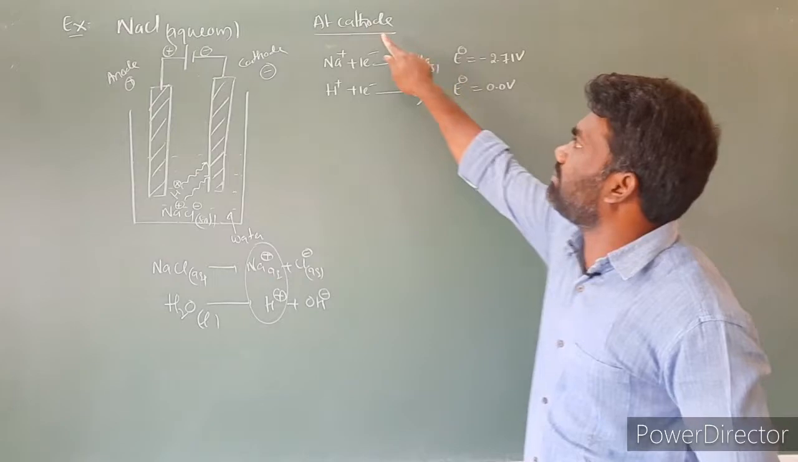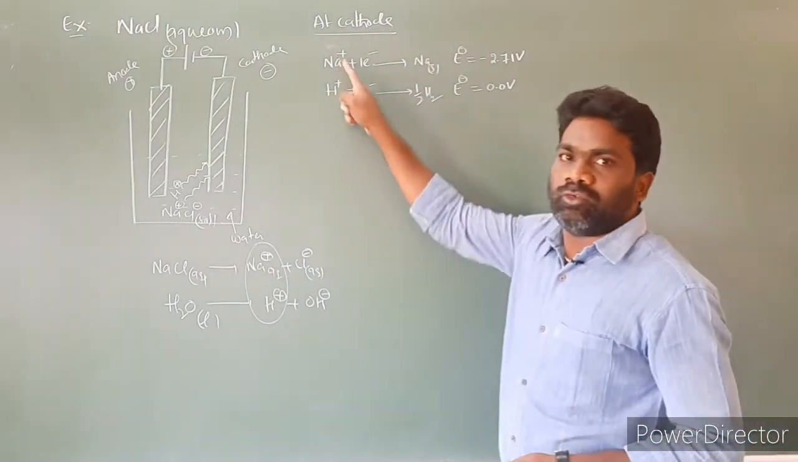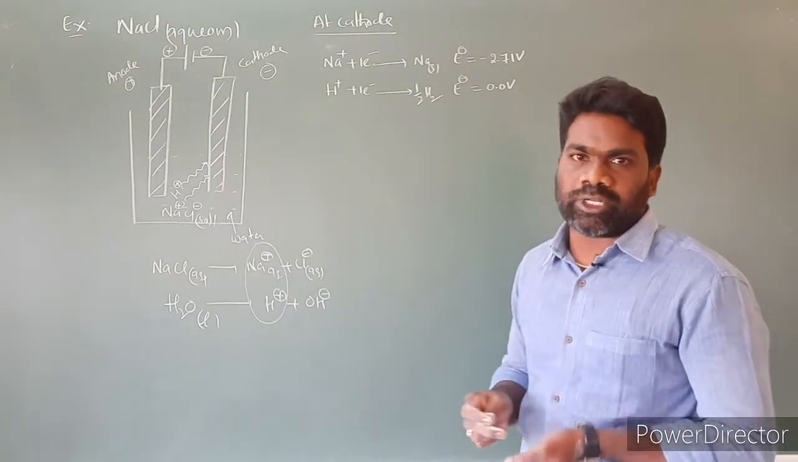So for the reaction taking place at the cathode, the ion with higher electrode potential will be favored.